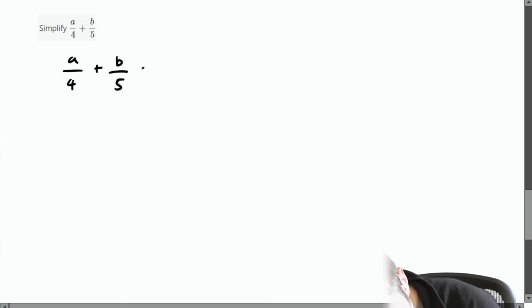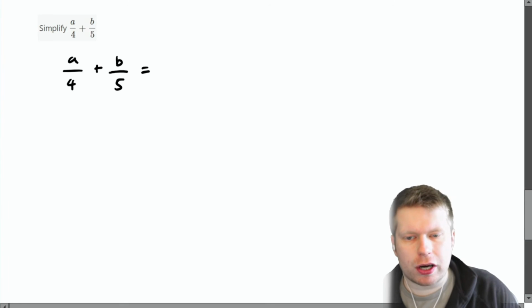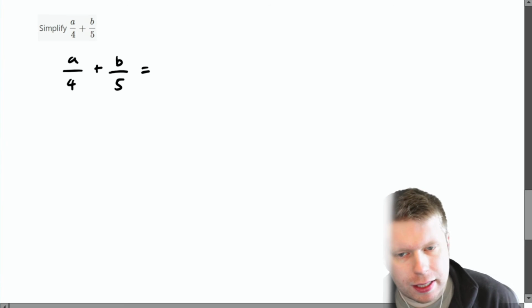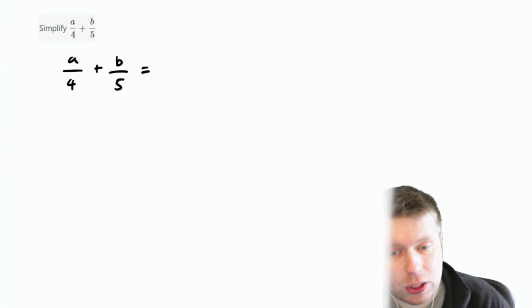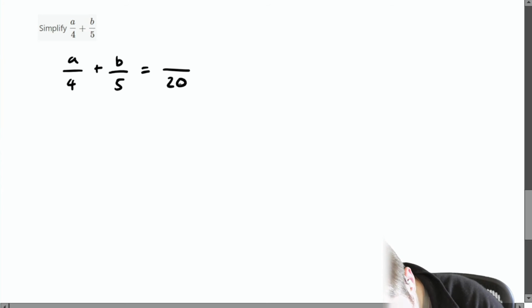Okay, so first of all, think about how you add 2 fractions together. I need the same denominator. So have a look, I've got 4 on one denominator, 5 on the other. A common denominator would be 20. So I'm going to try and write this as over 20, if I can.